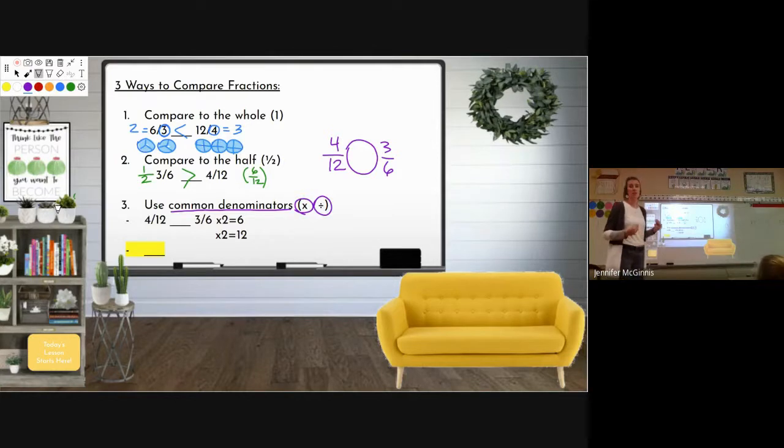Where both of the denominators are the same. Good job, Cameron. Whenever I ask for something common in a math class, that means I want to match. I want them to be matching. And so I want a matching denominator. What am I going to do over here to get a matching denominator? What am I going to do here to get a matching denominator, Bobby?